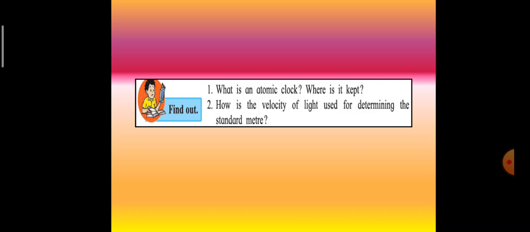How is the velocity of light used for determining the standard meter? The light ray passes through a vacuum at a particular velocity per second. You find out that velocity. And this distance is called 1 meter. In other words, the light ray travels a particular number of meters in 1 second. And to standardize a meter in this way, the velocity of light is used. So you find out the velocity of light.